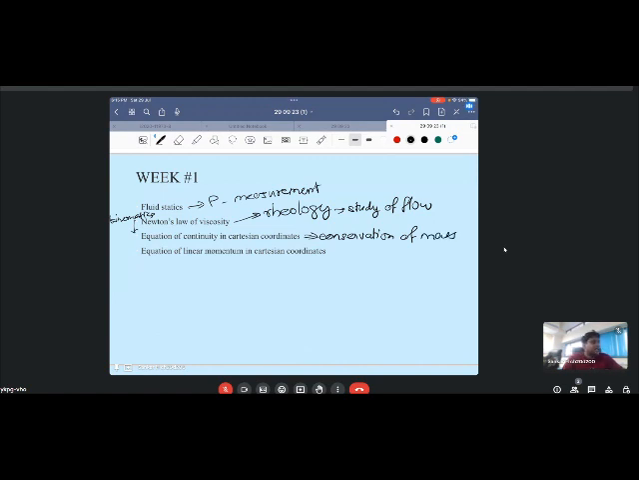So in any system, mass will always be conserved. And we can also say the same about the conservation of linear momentum, or we can even say that conservation of momentum for a matter.